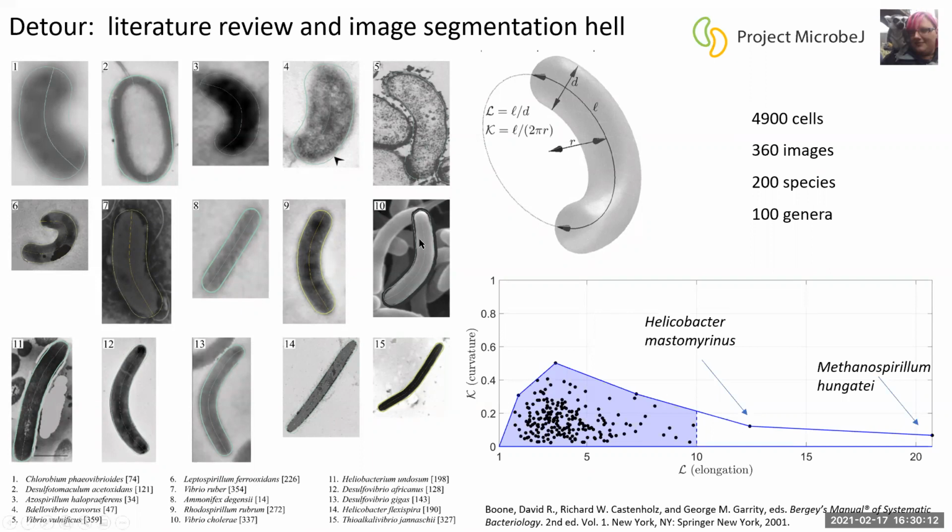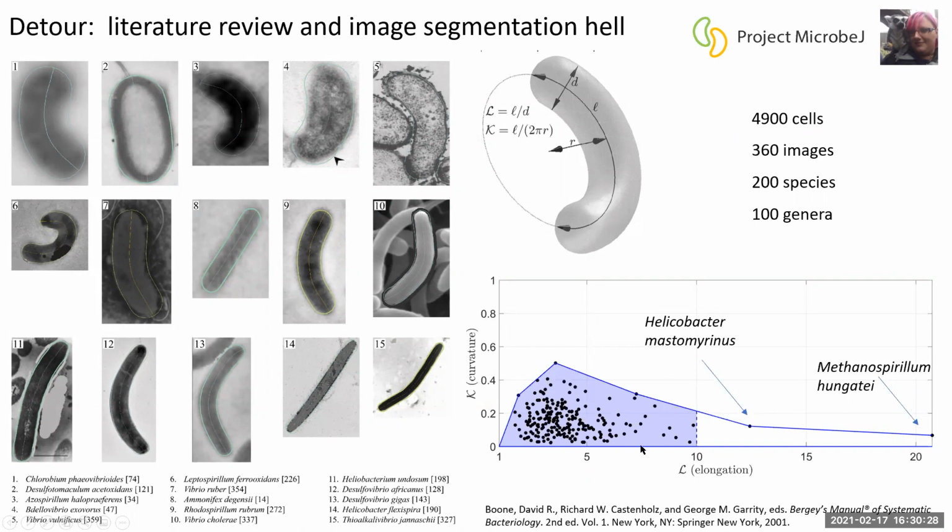That's the best we can do. We did the best we could. So we quantified the elongation and curvature of about 5,000 cells over 360 images. We had about 200 species when all is said and done.